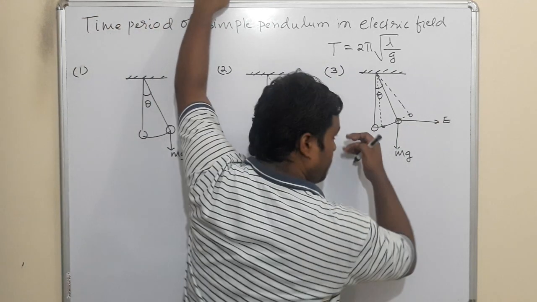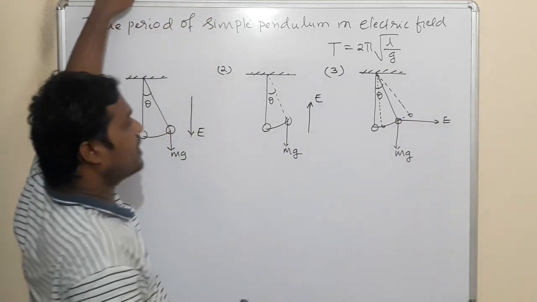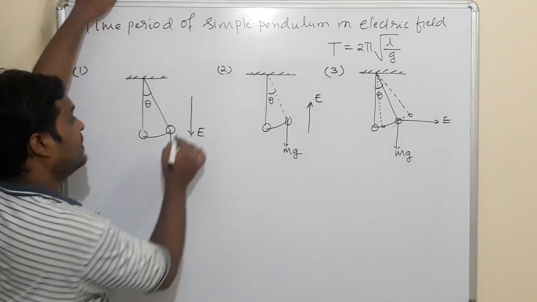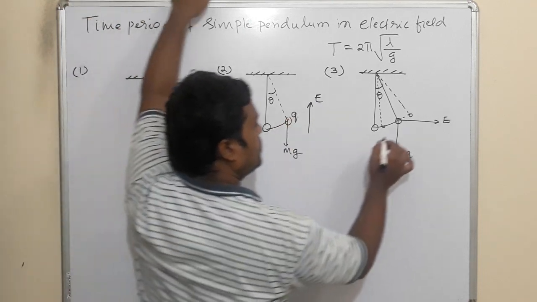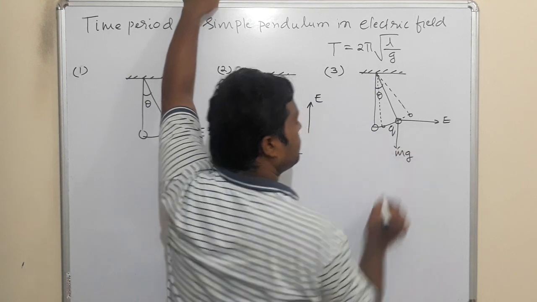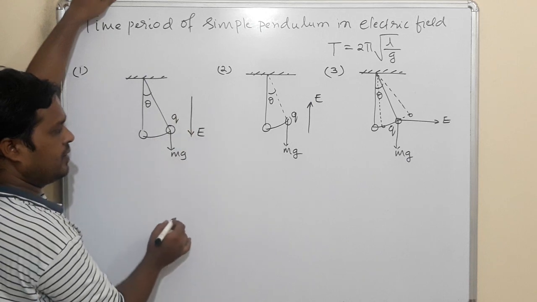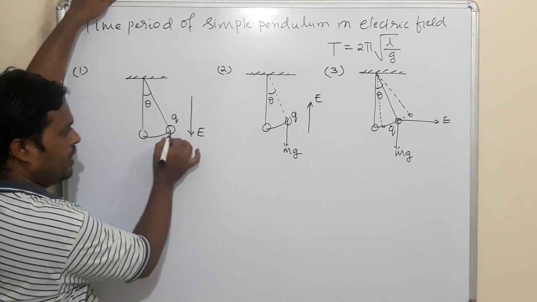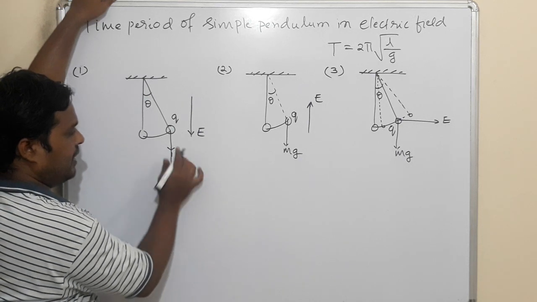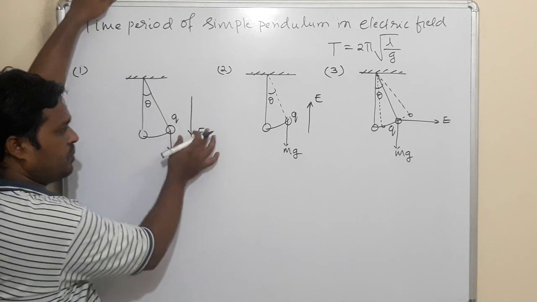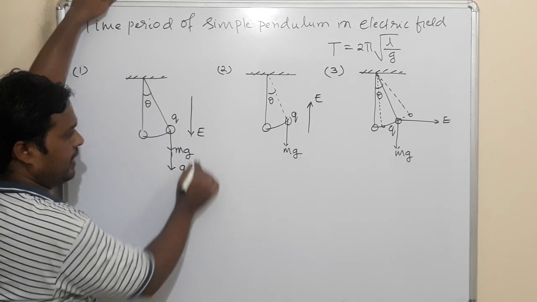See, because of the electric field, force applied by the electric field. What is the force that electric field applies? In all the three cases, let us suppose that charge on this sphere is Q. Then, if it is positively charged, then this downward electric field will apply a force. Because of this downward electric field, it will experience a force QE in the downward direction.